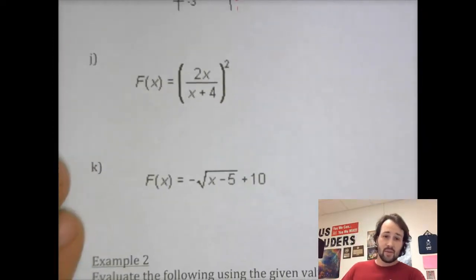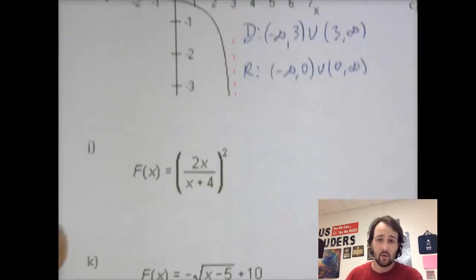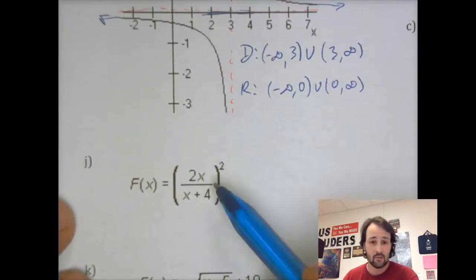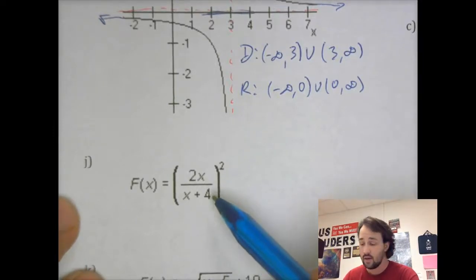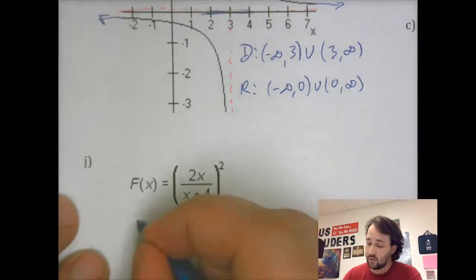Cool. All right, with J. So with this one, this is kind of like what we saw up here. This actually is a rational function itself. This is a reciprocal function. This is the equation of one. So these will be functions.